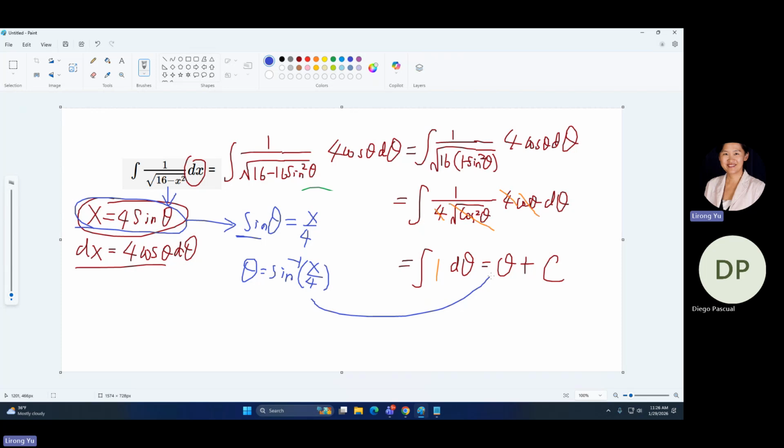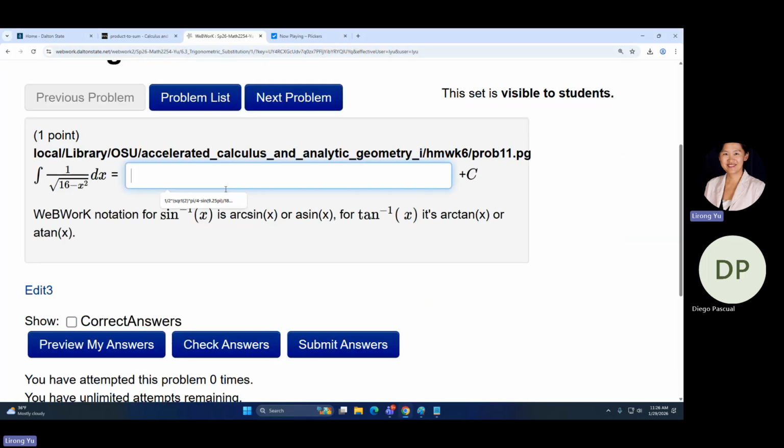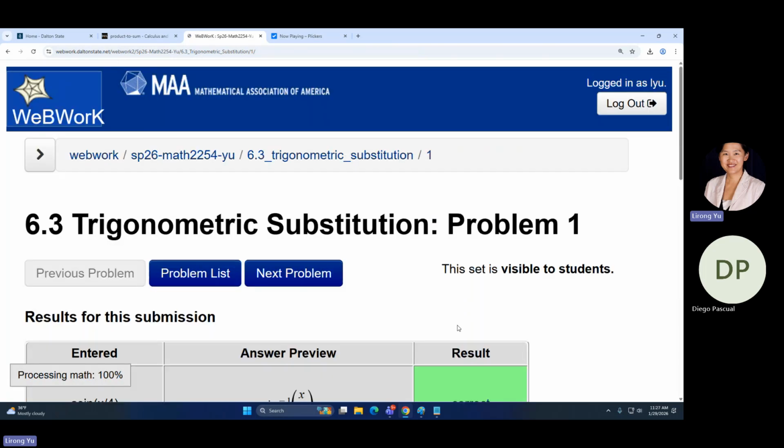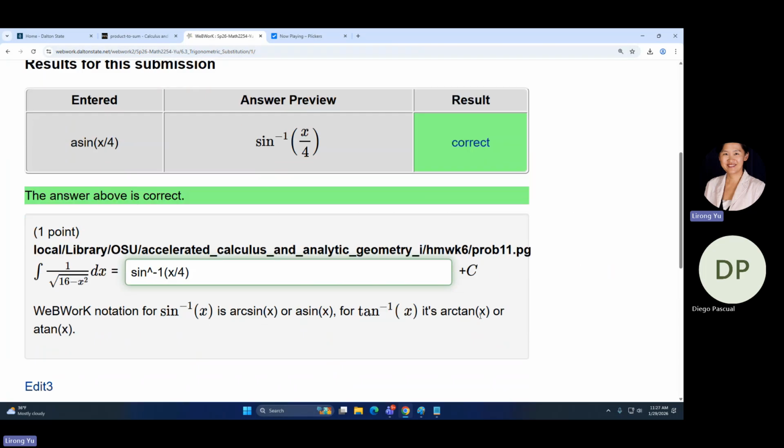And right there, that's our theta. So the original question is sine inverse of x over 4. Plus c is on the outside, so then the final answer to the question will just be like a string. So that's question number one.